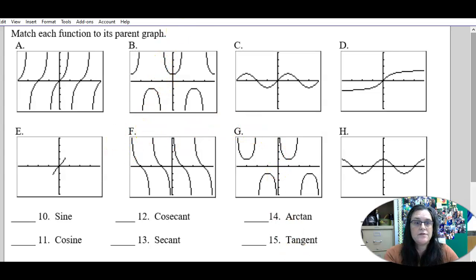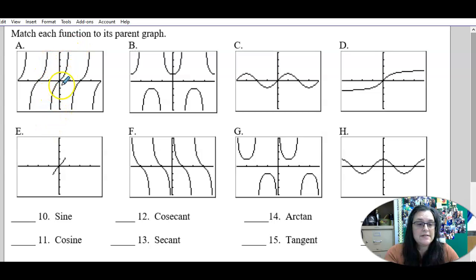Hey, welcome back to the review for Unit 6. And in this section, we're asked to match each graph to the function that created it. And we'll start with graph A.